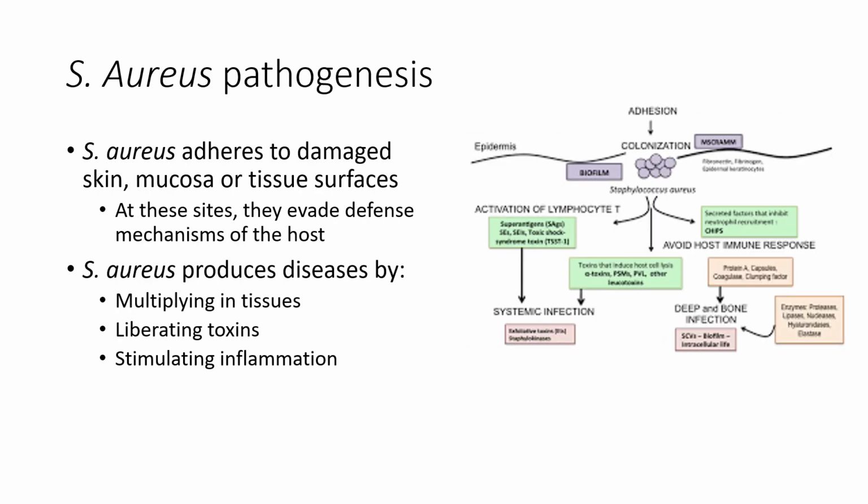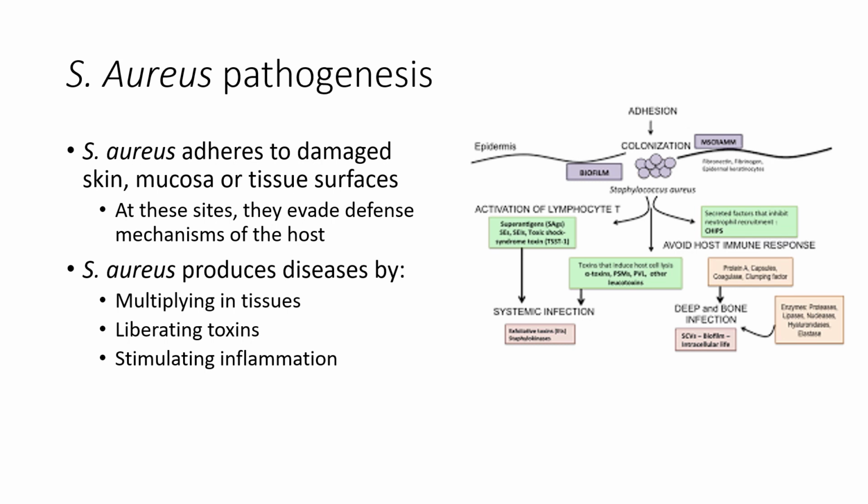So for pathogenesis, we can see that Staphylococcus aureus adheres to damaged skin, mucosa, or tissue surfaces, and at these sites, they evade defense mechanisms of the host. So like I stated earlier, Staphylococcus aureus secretes several virulence factors that evade host human immune defenses. And if we look at this picture, we can see some of those include alpha-hemolysin, phenol-soluble modulins, or PSMs, and Panton-Valentine leukocidin, or PVL, and they all have the capacity to lyse host cells, which is a mechanism to then evade immune responses, which we can see right here.